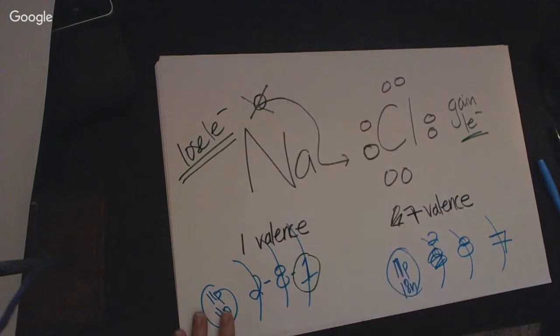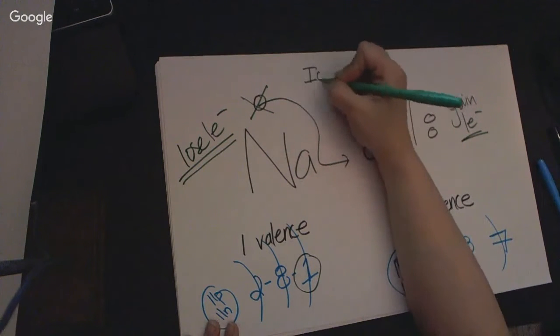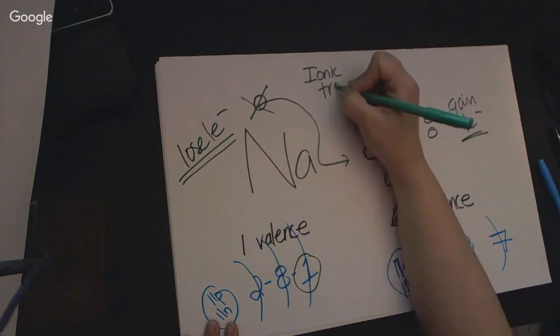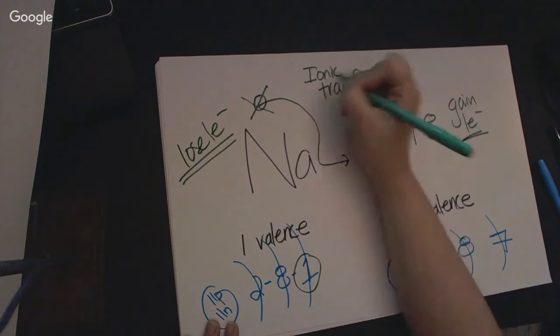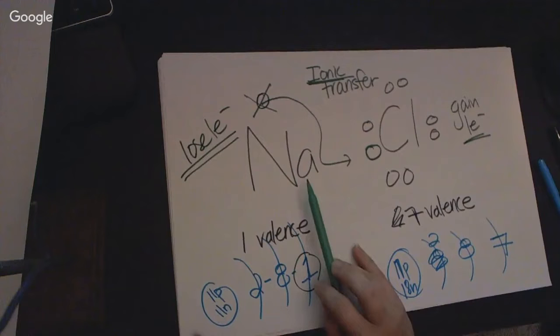The sodium does not want this electron anymore. The chlorine is like, I always wanted this electron, and he just takes it, and that's the end of the story. This is a match made in chemistry heaven. This is called an ionic transfer. The reason why it is ionic is because this sodium is now an ion.